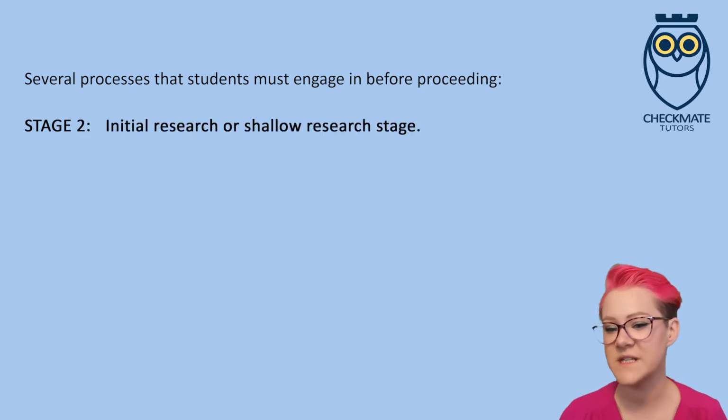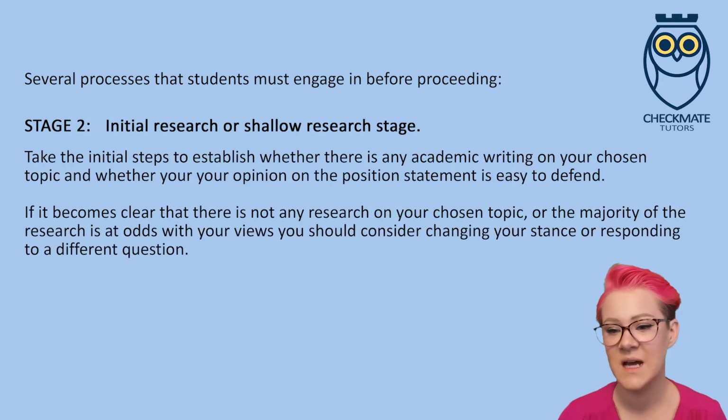Stage 2, the initial research or shallow research. At this point, you have found a title that you're interested in and you have identified your opinion of the position statement in the question. Now you have to take the initial steps to establish whether there is any academic writing on your chosen subject. There should be, as the question given to you would have been created by a university lecturer, and whether your opinion on the position statement is easy to defend.